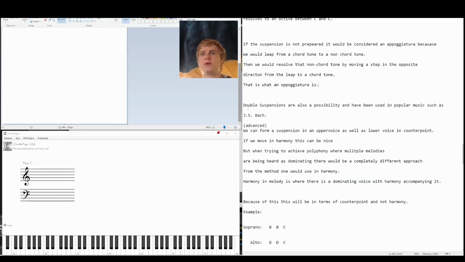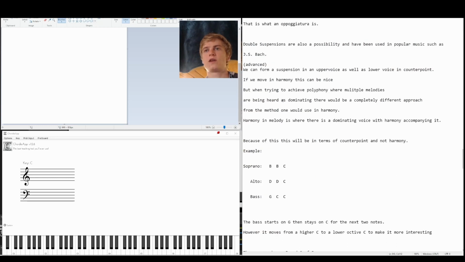Okay, double suspensions are also a possibility and have been used in popular music such as J.S. Bach. We can form a suspension in an upper voice as well as a lower voice in counterpoint. If we move in harmony, this can be nice. But when trying to achieve polyphony, where multiple melodies are being heard as dominating, there would be a completely different approach from the method one would use in harmony.